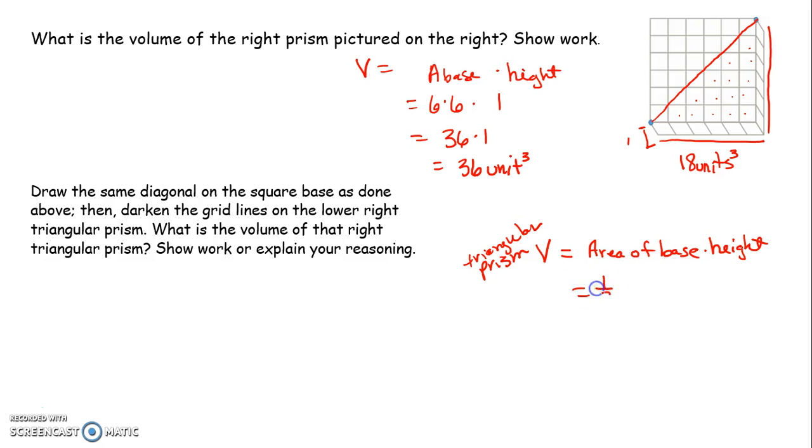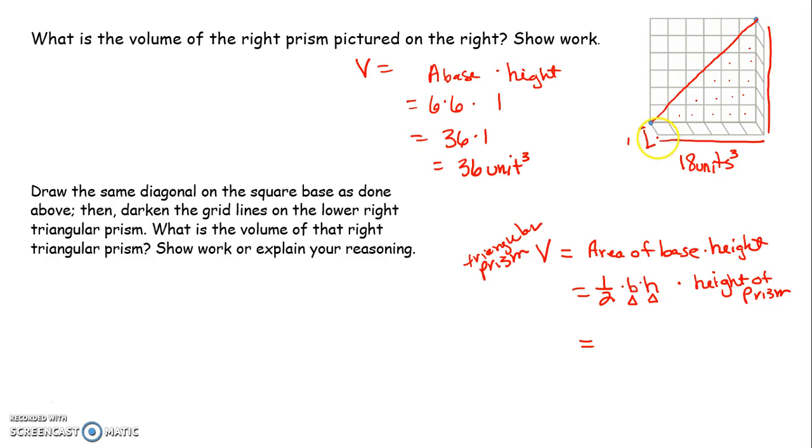Area of the base is 1/2 times base times height, and then times the height of the prism. This is the height of the triangle. This is the base of the triangle. That's why this can get a little bit complicated. We're talking about two different heights here.